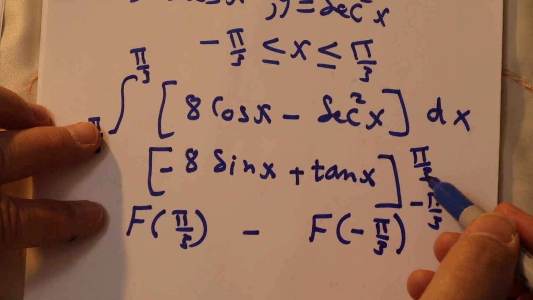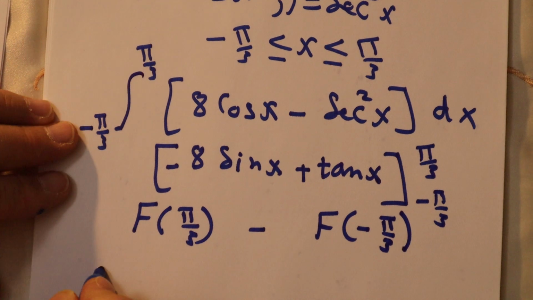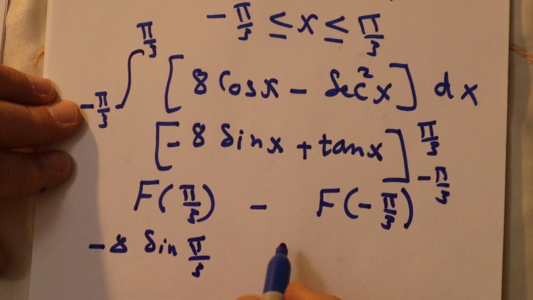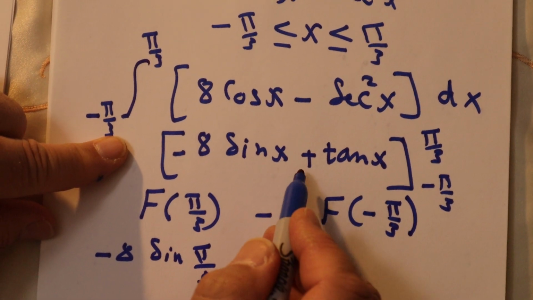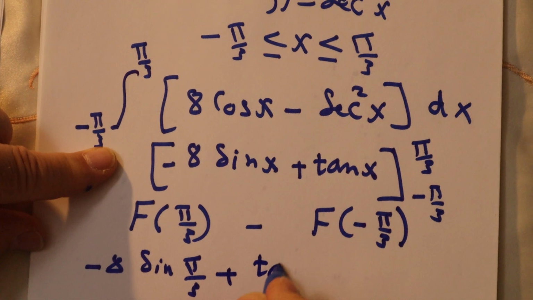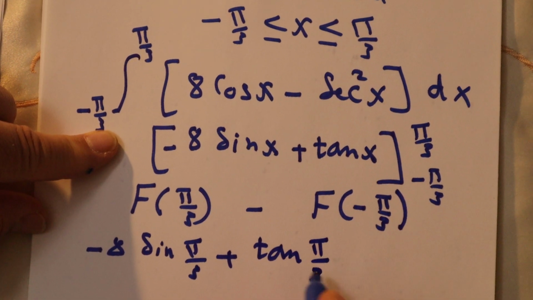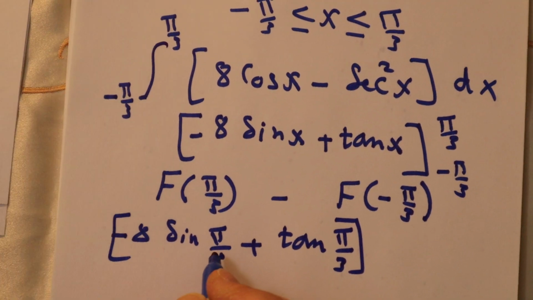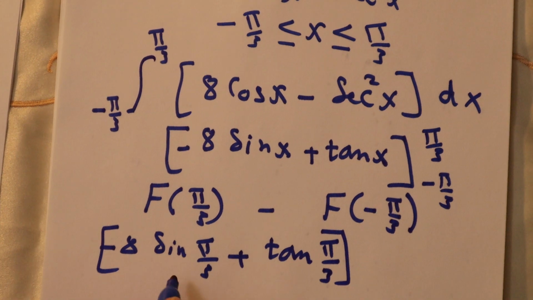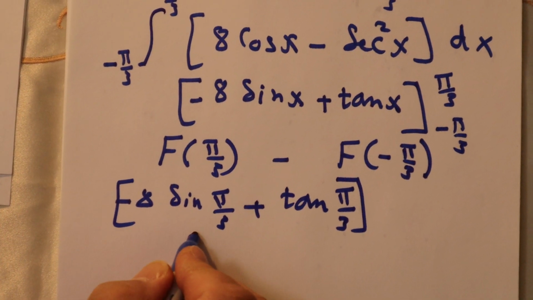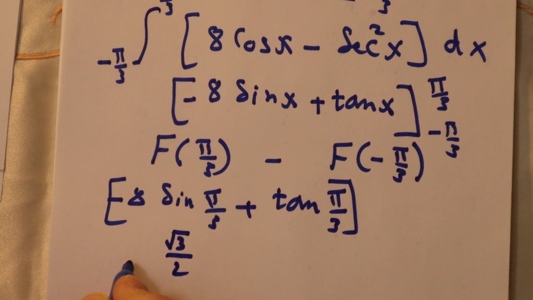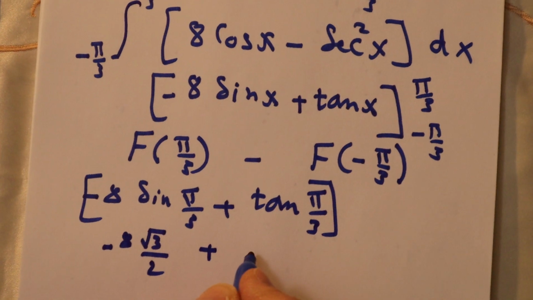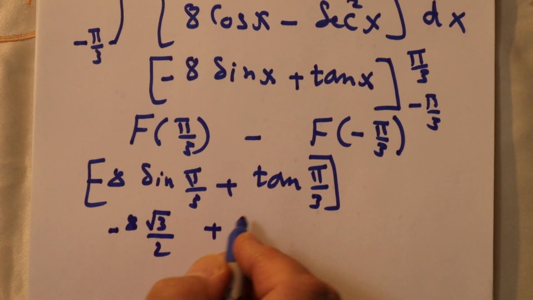You plug in pi over 3, and it will be negative 8 sine pi over 3, and then plus tangent pi over 3. And let's evaluate it. By the way, pi over 3, if you convert it to degrees, is 180 divided by 3, which is 60. And the sine of 60 is the square root of 3 over 2. So you get negative 8 times that, plus tangent of pi over 3, which is tangent of 60. Tangent of 60 is the square root of 3.